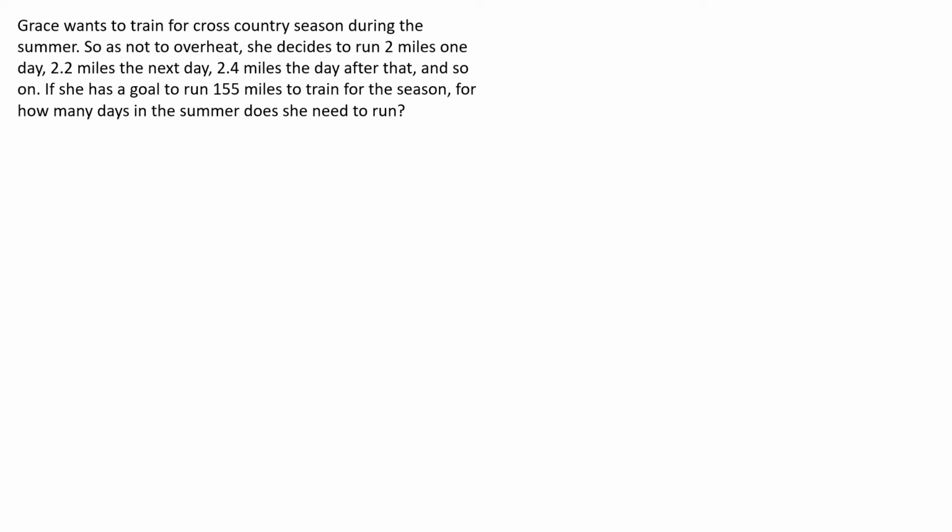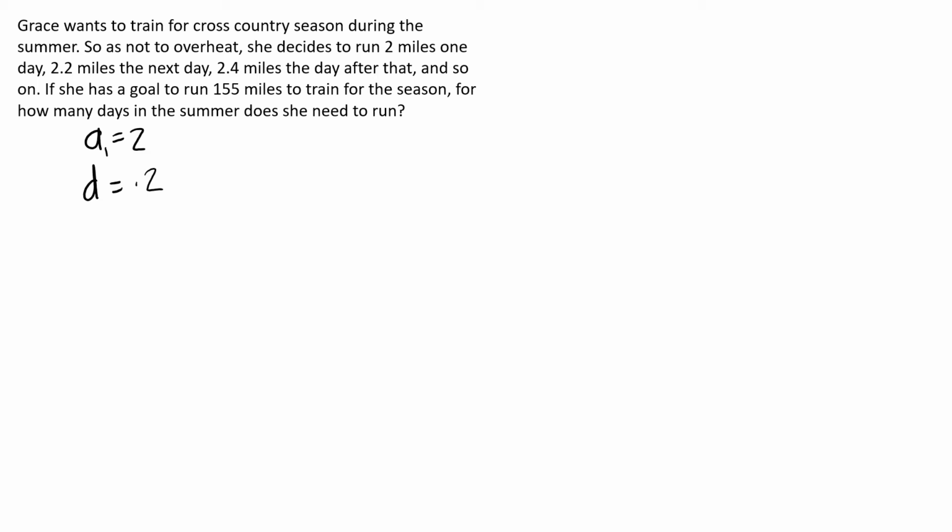Okay, this is a little tricky. So let's look at what we have. We are given a sub 1. A sub 1 is 2. It doesn't take much to see that this is an arithmetic series where the common difference is 0.2. What we don't know is how far she will run on her final day of training, and we also don't know how many days she'll have to run for. That's what we want to know.